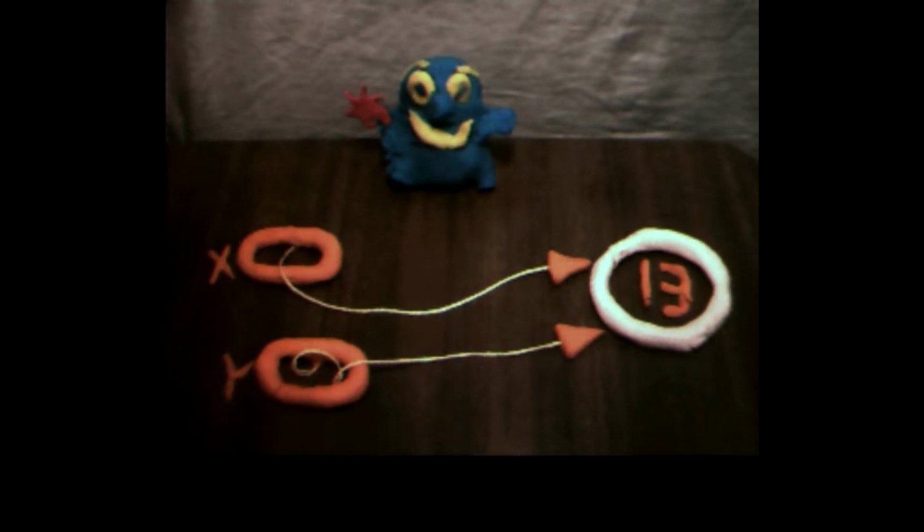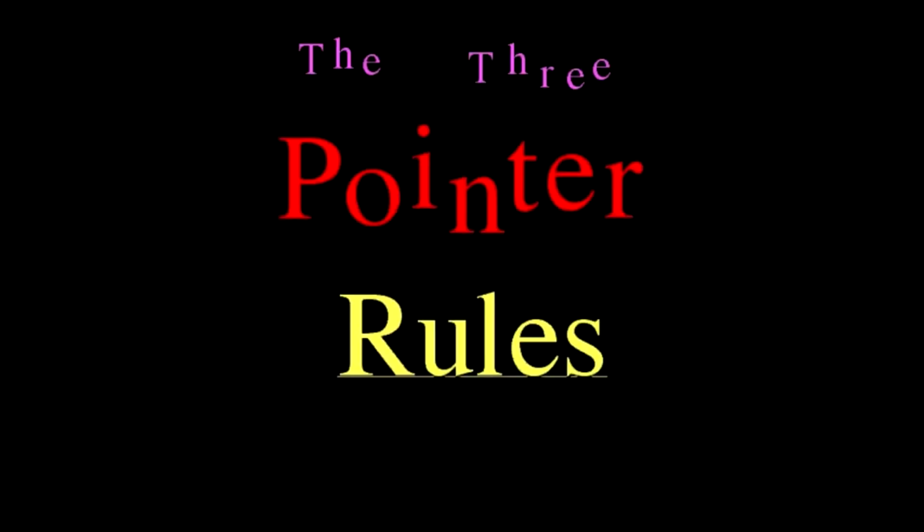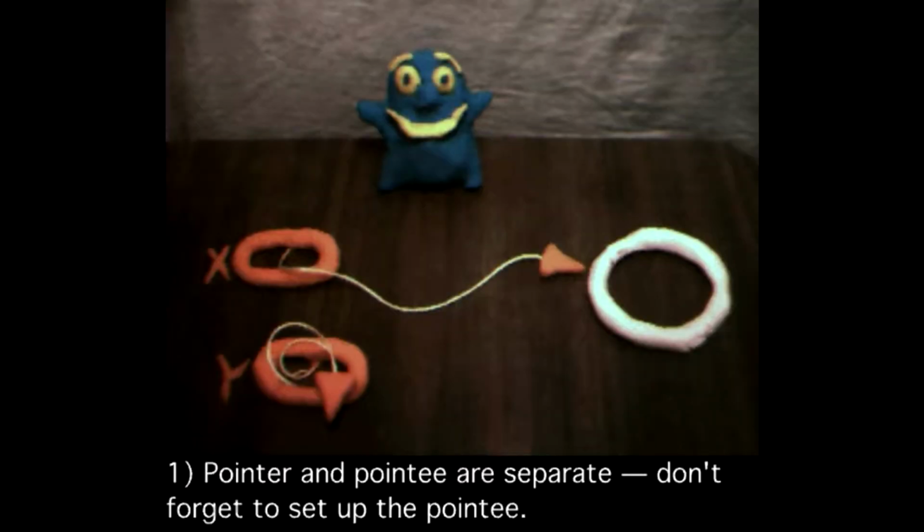Oh, look, we're out of time. But just remember the 3 pointer rules. Number 1, the basic structure is that you have a pointer, and it points over to a pointee. But the pointer and pointee are separate, and the common error is to set up a pointer, but to forget to give it a pointee.